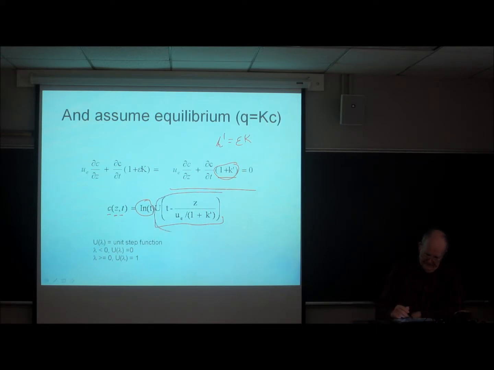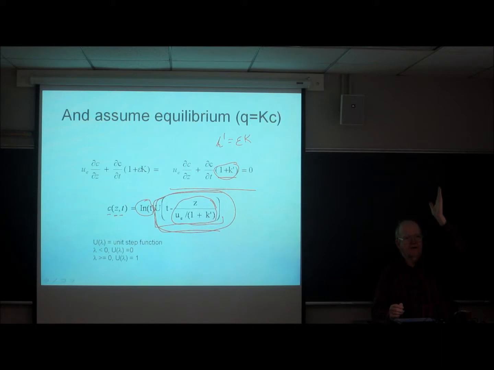That's what this function looks like. So, whenever t is less than that, the argument is less than 0, and the unit step evaluates at 0. You have something times 0, which is 0. When t is equal to or greater than z over this stuff, the unit step goes straight up to 1 and stays there for all times greater than that number. And the concentration then is this function of time times 1. So you have to know this function of time.